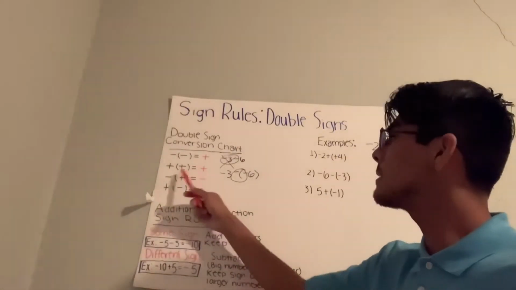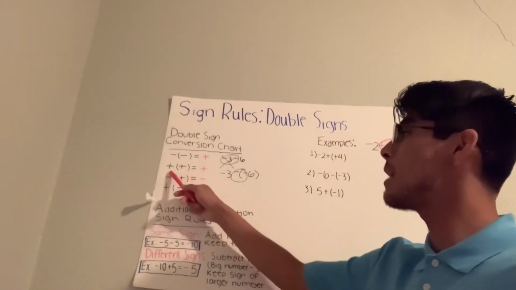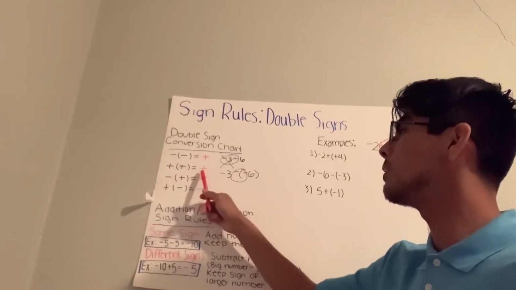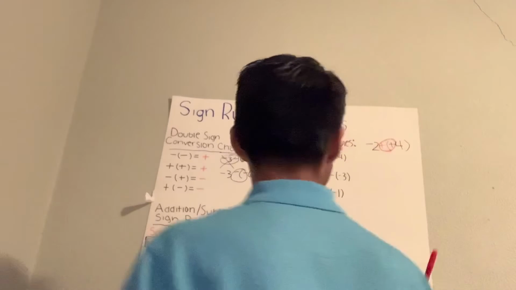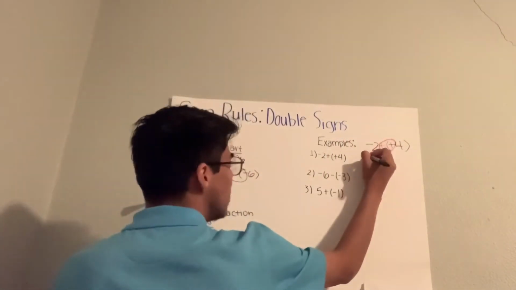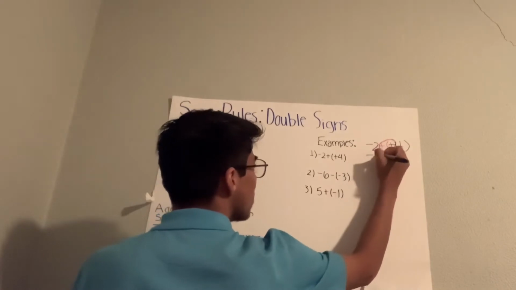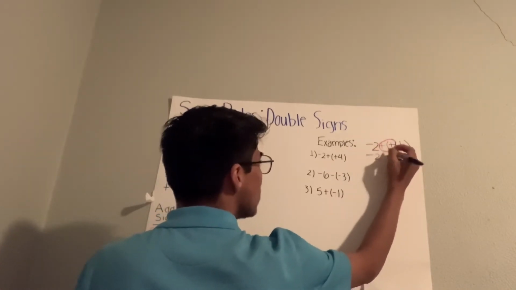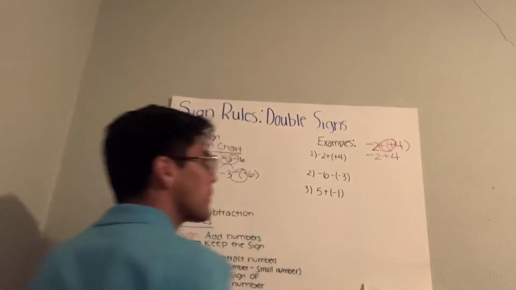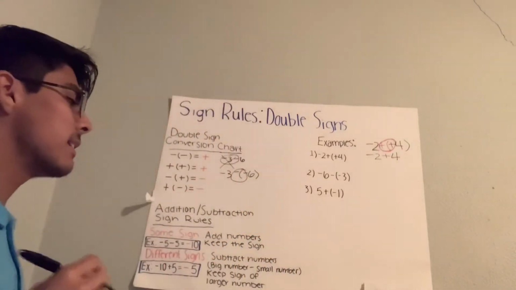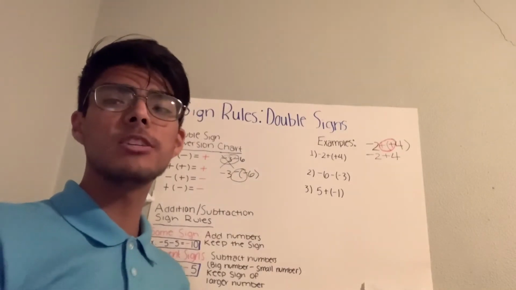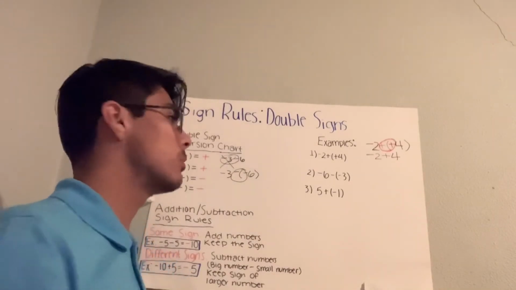So it's going to be the second one right here. So positive next to a positive is going to equal a positive. So let's go ahead and write it out. So it's going to be negative 2 plus 4. And then the next step is that we're going to use our addition and subtraction rules.